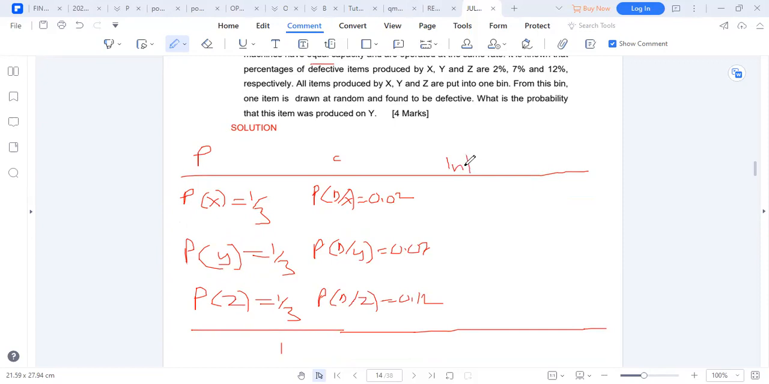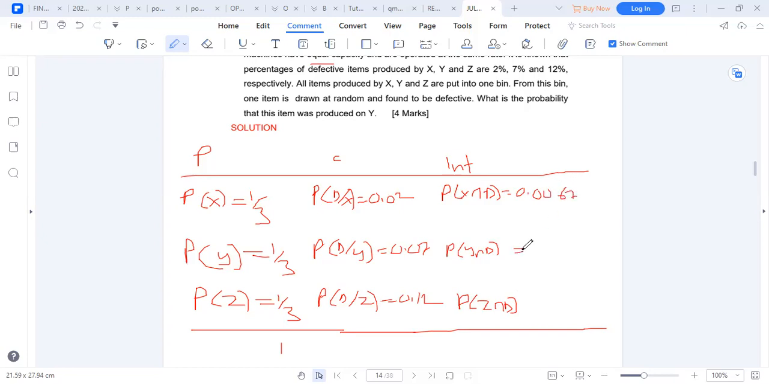From conditional, we got what? Intersection. So when we apply these two, what are we going to have there? X intersection what? Intersection D. About here, when we apply these two, it will be Y intersection what? D. About here, it will be Z intersection what? D. All together. So 0.02 divided by 3, we get what? 0.0067.